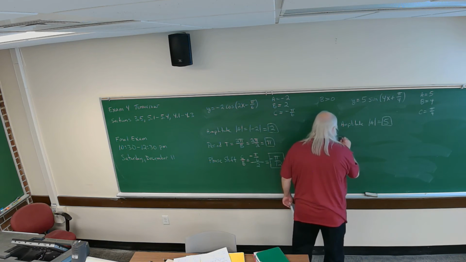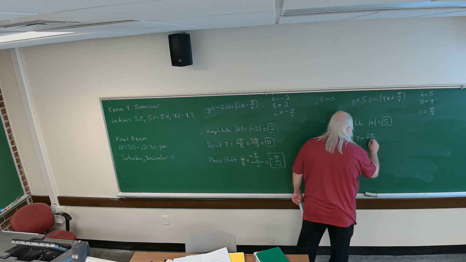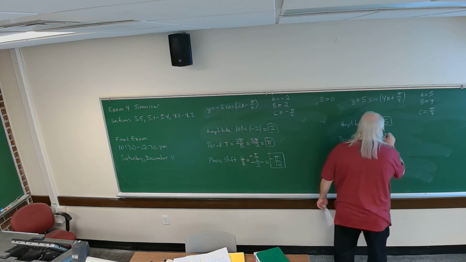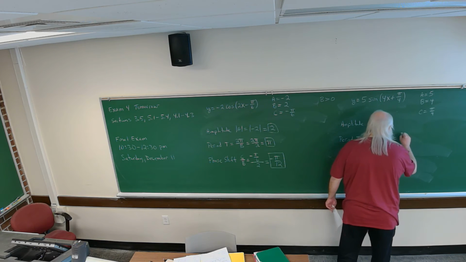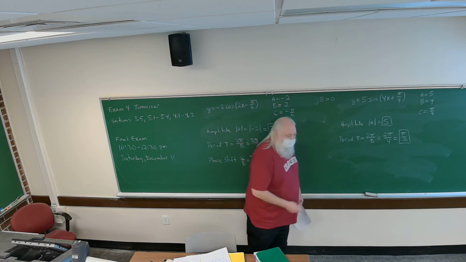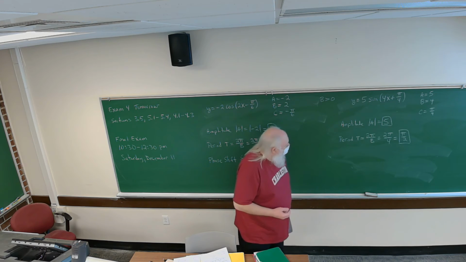The period, how often the graph repeats itself, is equal to 2 pi over B, which is equal to 2 pi over 4, which is equal to pi over 2. Okay. So that's a horizontal compression by a factor of 4. Okay.